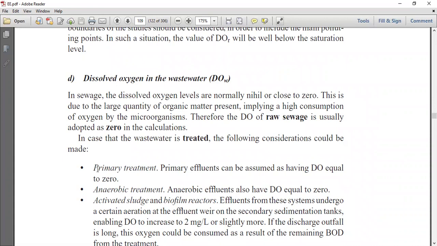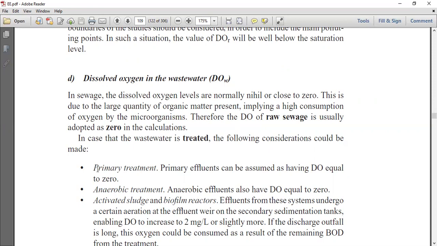The dissolved oxygen level is nearly zero because there is a high number of microorganisms available in the sludge or the wastewater sludge. Due to the high amount of microorganisms, a lot more oxidation processes are going to take place. So due to that, the amount of dissolved oxygen in the wastewater is nearly zero.